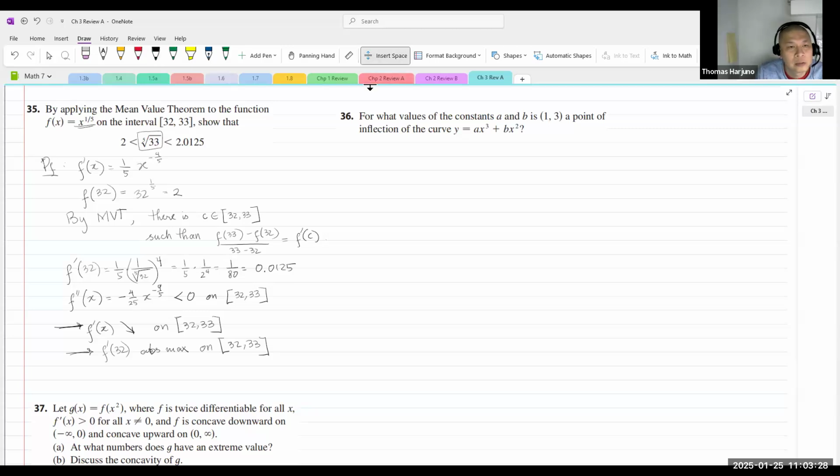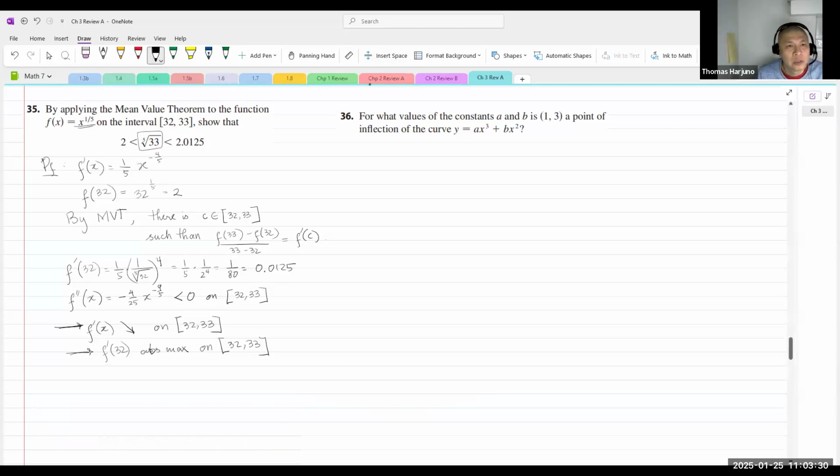Okay, now that implies, let me bring that here, that f(33) minus f(32) over 1, which is what we call f prime of c for some c in that interval, must be less than or equal to f prime of 32. Is it right?